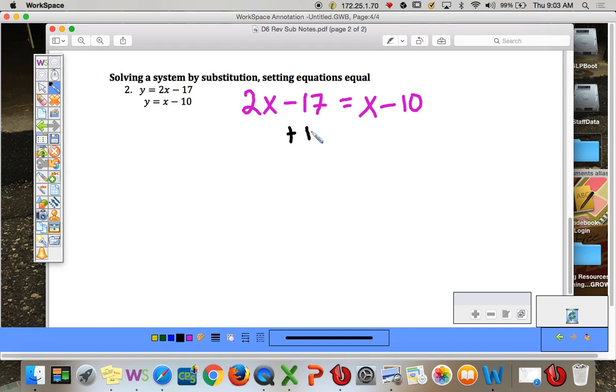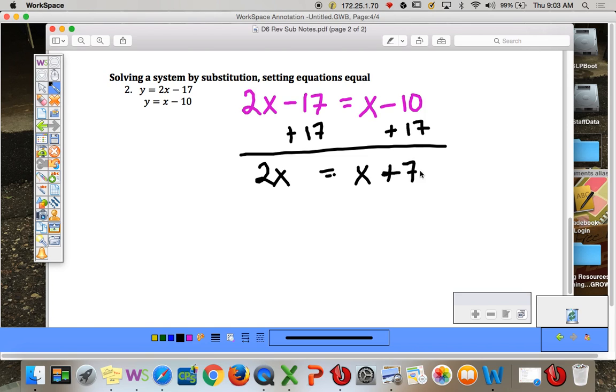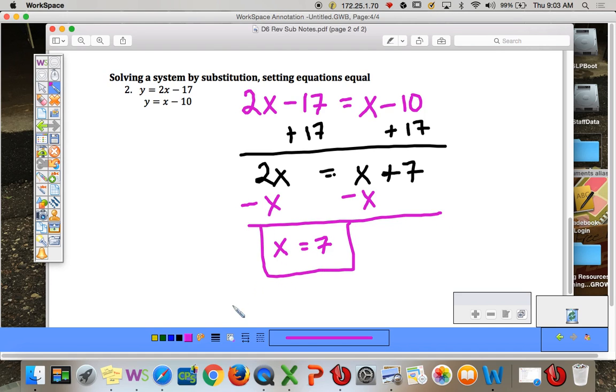I'm going to add 17 to each side. I'm going to get 2x equals x, and then we have plus 7. I'll subtract x from each side. So we have 1x equals 7. And again, we're looking for the point of intersection. Where do the lines cross?